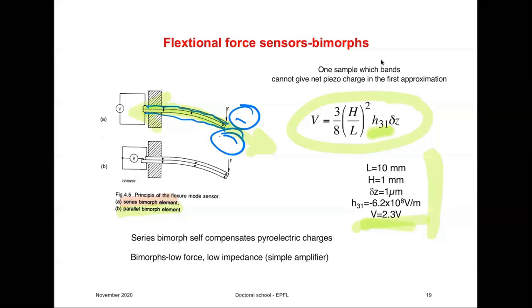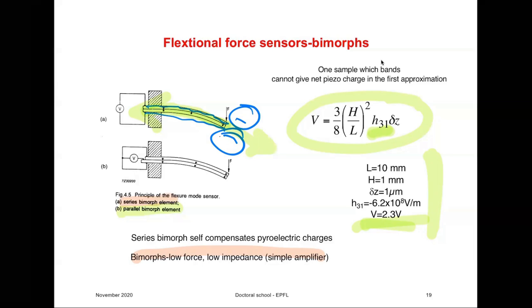Bimorphs are sensitive to very low forces, which is good. A big block of quartz or PZT will not deform much under low forces, but a bimorph will. However, it cannot measure large forces simply because it will break. So one has to be careful there.